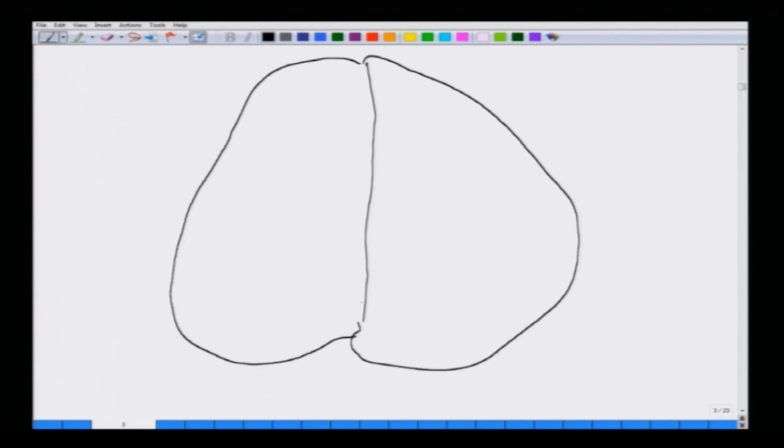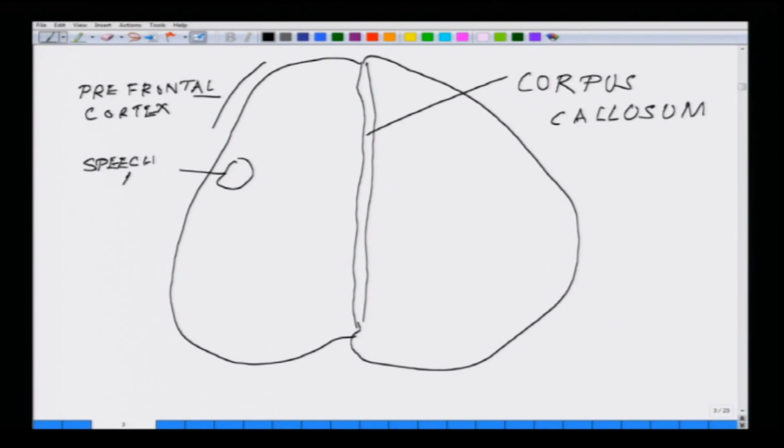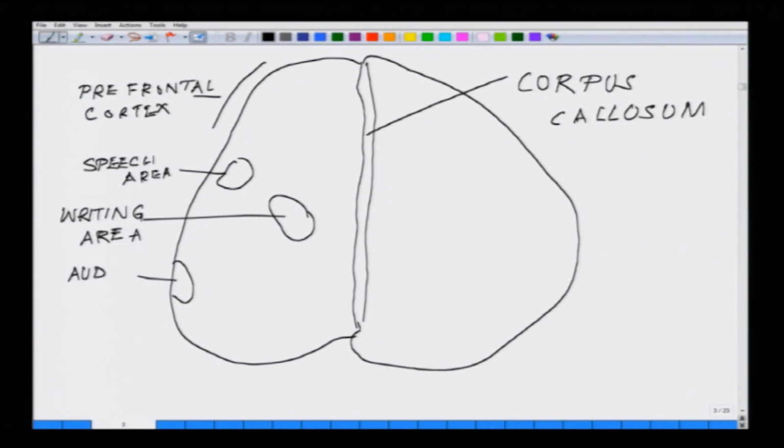There are two halves of the brain and they are connected by a tissue which is called corpus callosum. Then you have the prefrontal cortex, then the speech area, then the writing area, then the auditory cortex of the right ear.